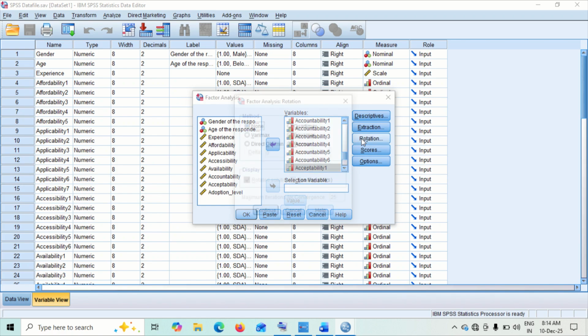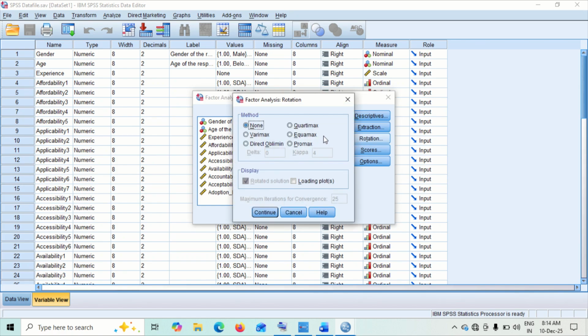The next dialog box is the rotation method. Here the methods are Varimax rotation, direct oblimin method, Quartimax method, Equamax method, Promax method. Here we have to select the Varimax method. After selecting the Varimax method, the display should be rotated solution. Then continue.